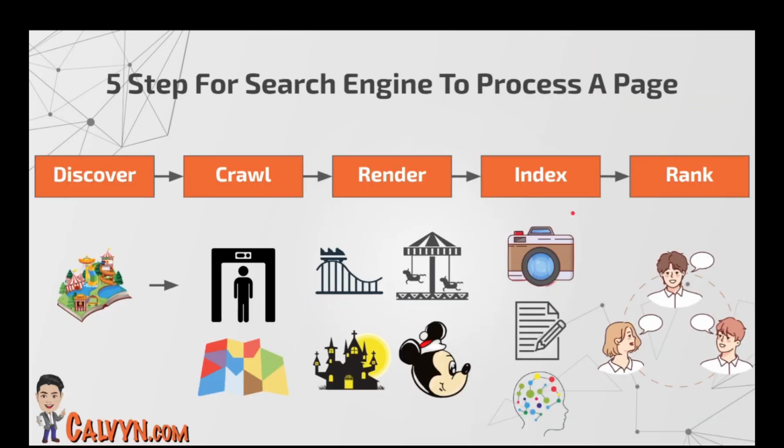Now let's take a look. 5 steps for a search engine to process a page. The search engine goes through these 5 steps: discover, crawl, render, index, and rank. Okay, let me give you a layman's way of how it works. During the discover stage, it's like you.